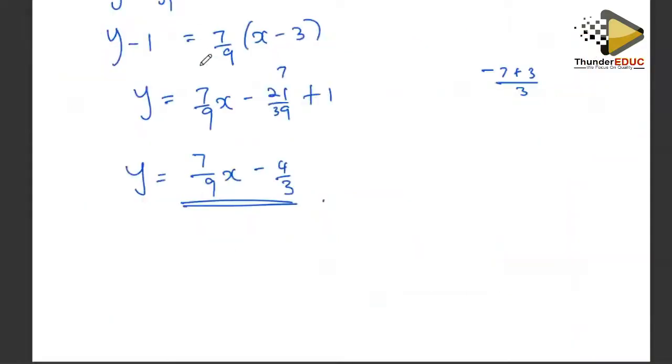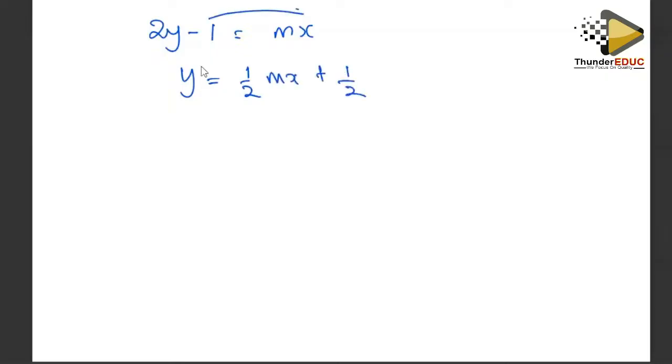2y minus 1, okay, 2y minus 1 is equal to mx. Let's leave y on one side. So y is going to be a half m of x plus 1 over 2. So move this one that side, it will be mx plus 1. Okay, then divide through by 2. We shall get to this.